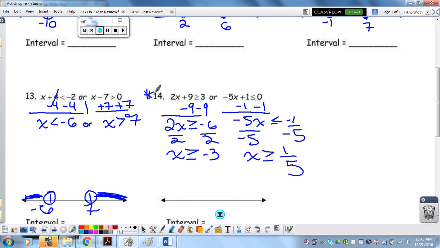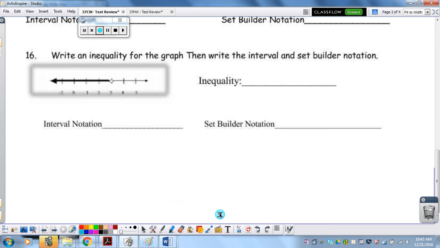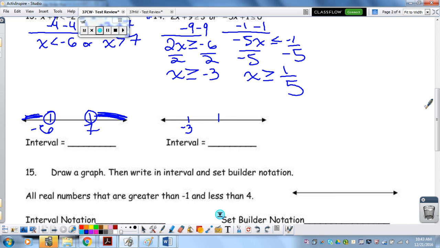So, let's see. I got negative 3. Then I got 1. Uh-oh, where did it go? It's okay. I'll find it. There it is. Yay. So I put 1 over 5 here. Now I have lines. I'm going to close the circle. And where do you notice this time? x is bigger than negative 3. Shade to the right. x is bigger than 1/5.